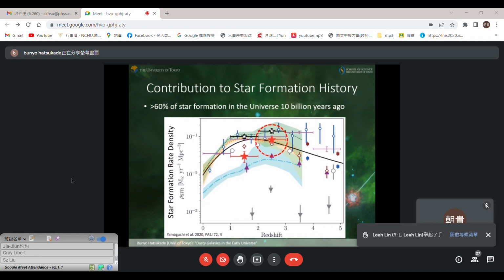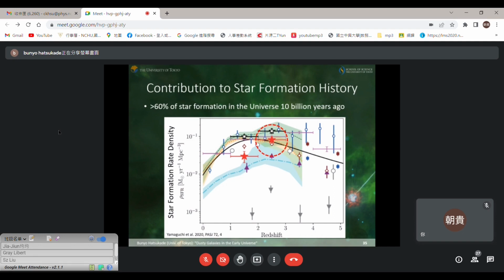Okay, thank you for the question. Leah has a question, so please go ahead. Hello. According to the picture, I find a phenomenon: for the white dots with blue lines, the error bar gets larger when the redshift gets larger. Do we have any discussion about it so far?